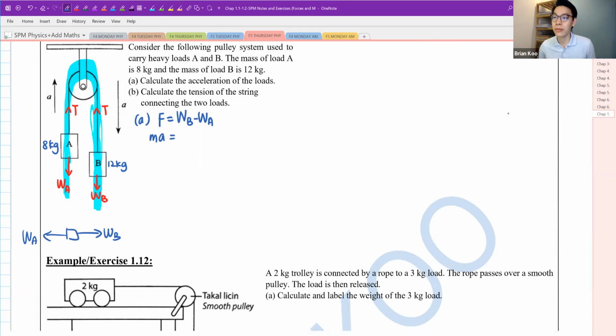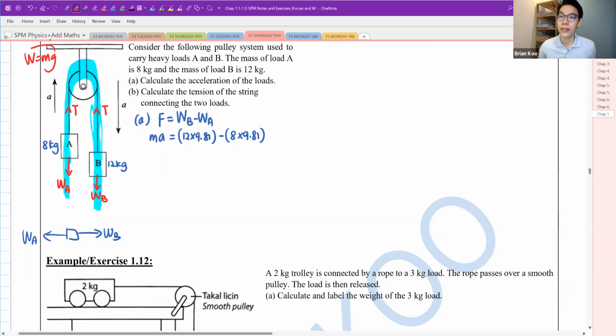Okay, what is the weight of B? The weight of B would just be 12 kg times 9.81. What is the weight of A? The weight of A is 8 kg times 9.81. Okay, weight is just W equals to mg. Right, just converting kg to Newton only.